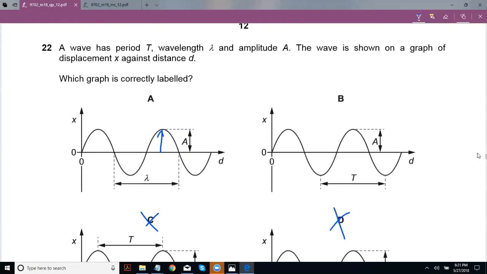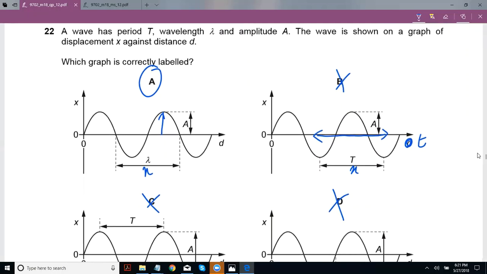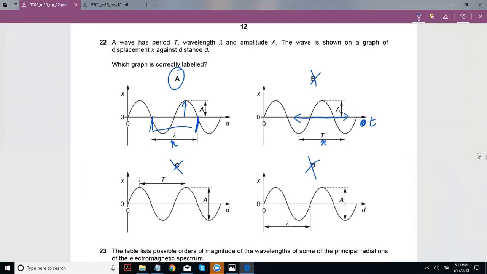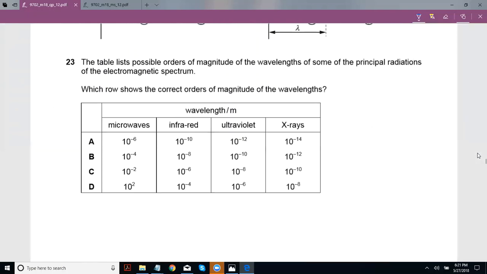Anyhow, now the reason why it'll be A and not B is because if these are both distance, they both do show one particular wave. That's understandable. However, B would be correct if instead of distance here, there had been time. Only then, if you measure this, it would give you time period. If it's distance on the x-axis, then if you look at one wave, it gives you wavelength. So it's 22A.